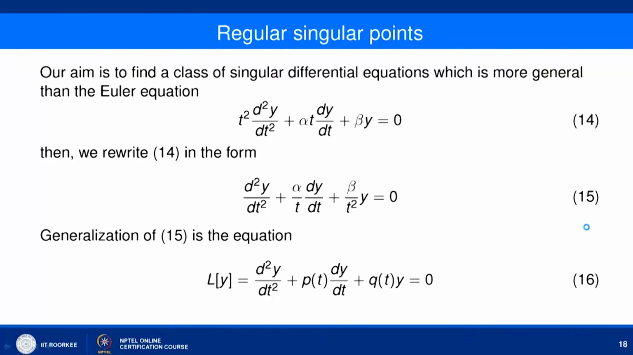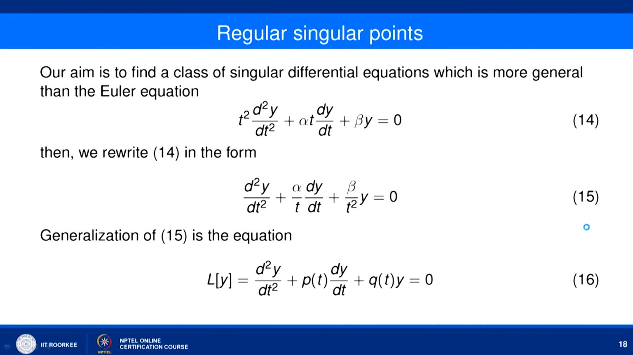Here t equal to 0 is not an ordinary point, it is a singular point, but still your power series solution will work out, and we get that t to the power r is a solution here. Now, let us generalize this finding to a more general differential equation. So, now our aim is to find a class of singular differential equations which is more general than Euler's equation.